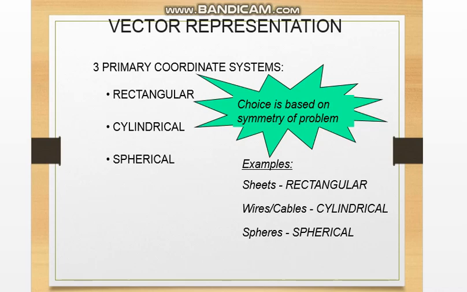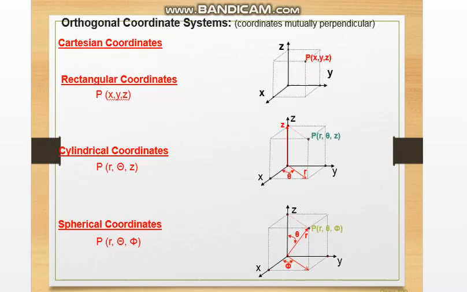Coming to the next point, these are known as orthogonal coordinate systems. Why are they known as orthogonal coordinate systems? Because each of the axes of the coordinates is 90 degrees to each other. Here you can see that is 90 degrees, that is 90 degrees, and that is also 90 degrees. So each of the axes is 90 degrees to each other, so it is an orthogonal coordinate system.